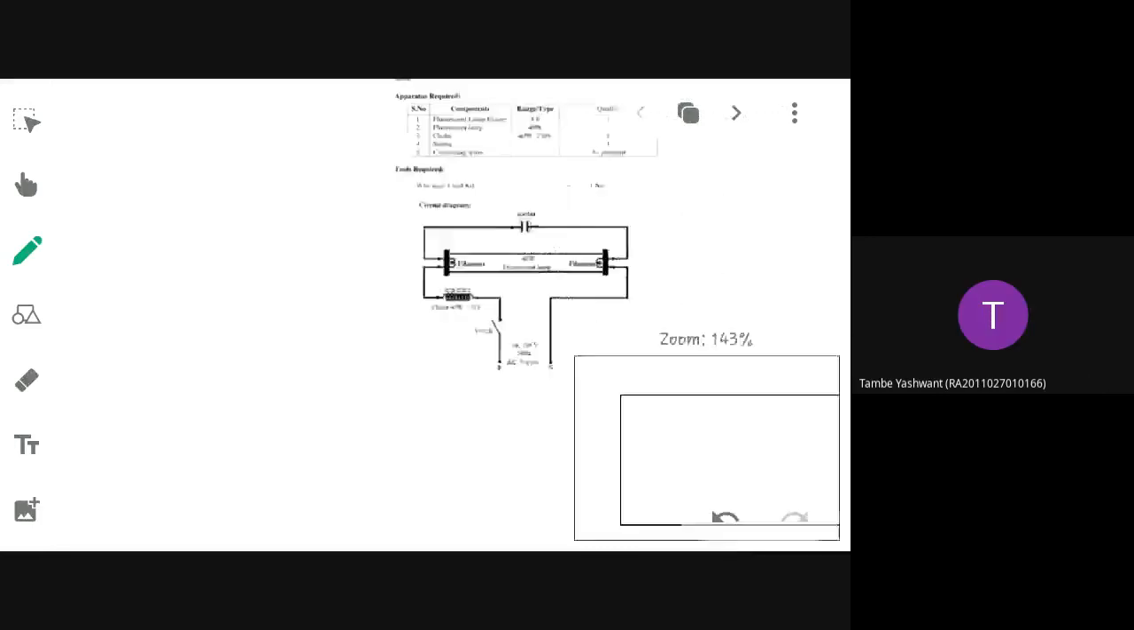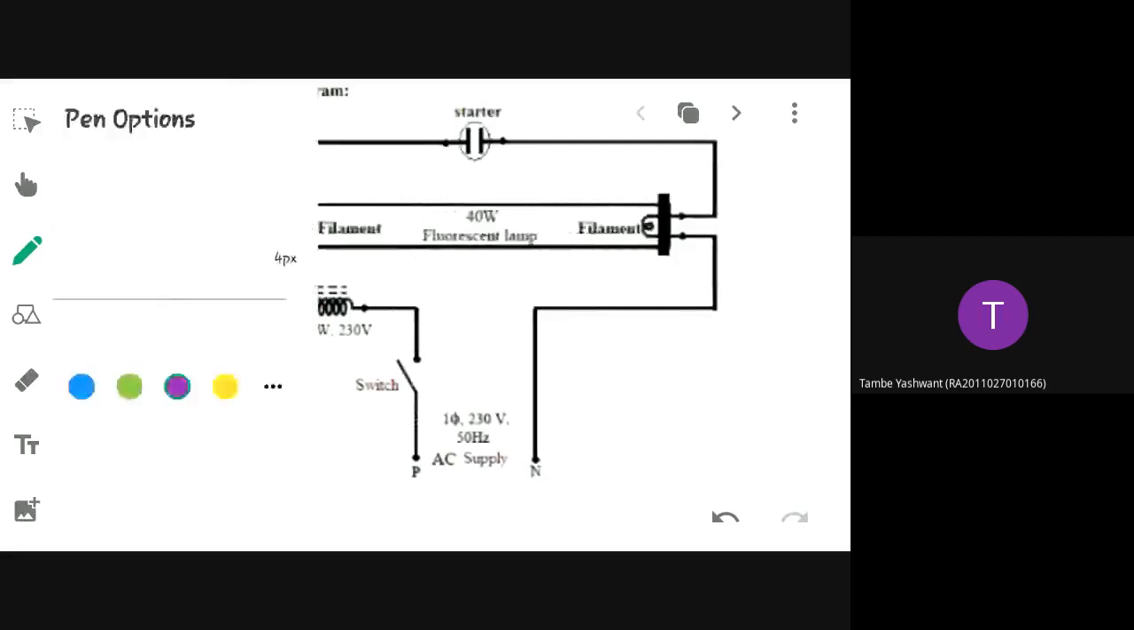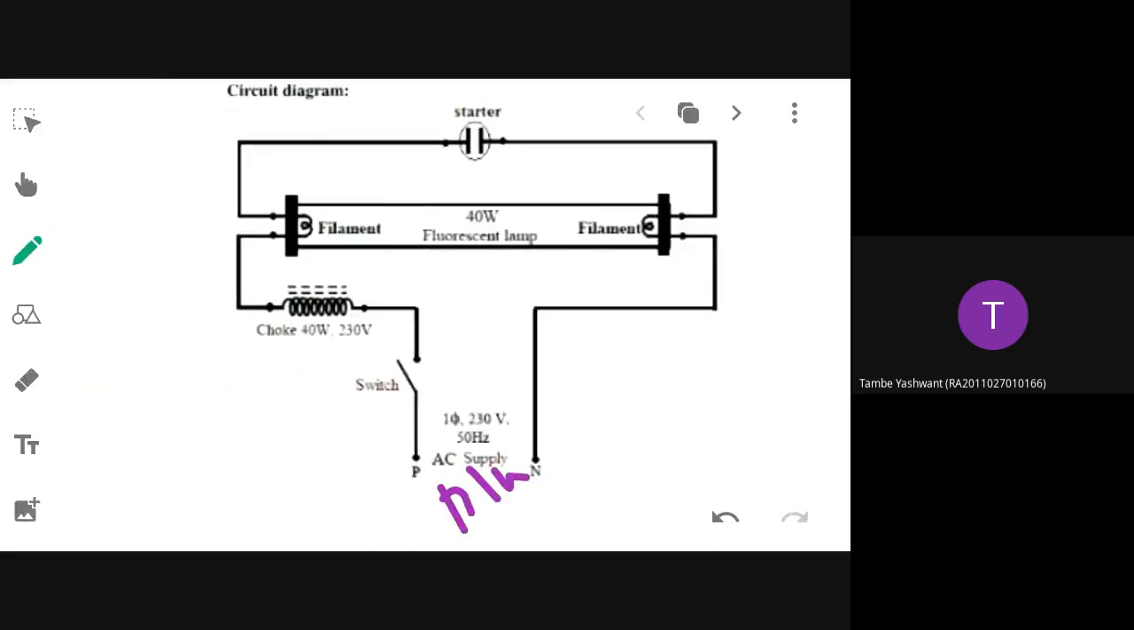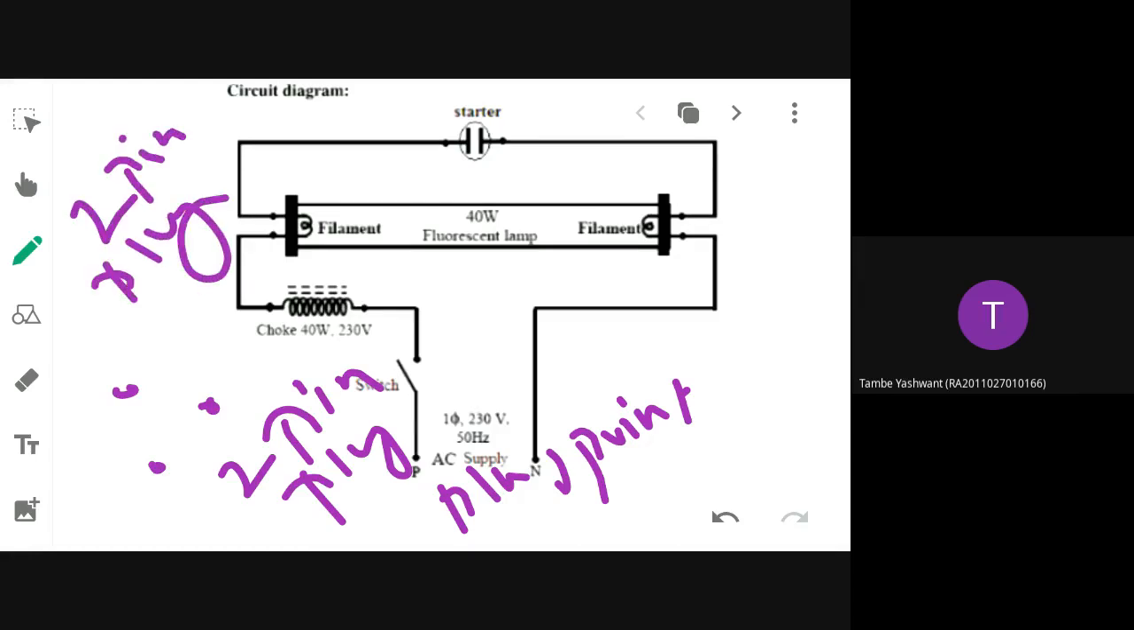So this is your tube light. As usual, this is your plug point. You know how the plug looks like, no? This is your socket. Two pin plug you have seen. You have to get a two pin plug. Then wire arrangements. You have to cut the wire. Wire cutter you have to get.